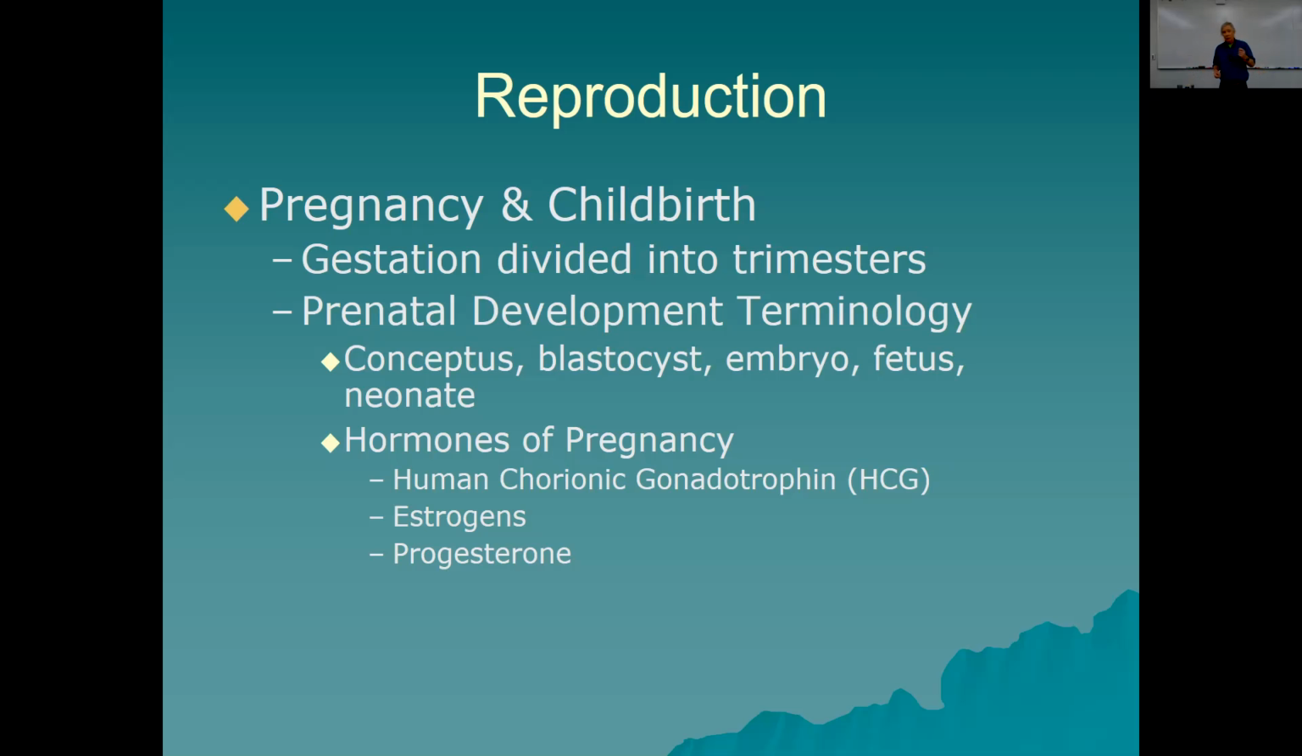Now, the hormones of pregnancy, we talk about first human chorionic gonadotrophin that's made by a brand new placenta. And we'll see what that does. It does a very important job. And there's also going to be lots of estrogens and lots of progesterone being made during pregnancy.